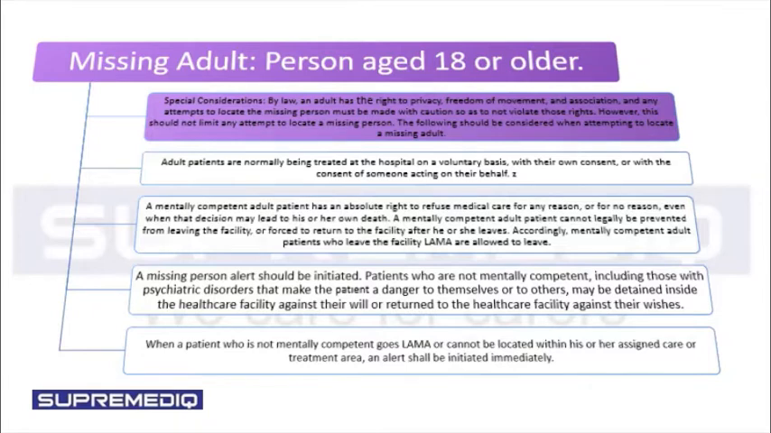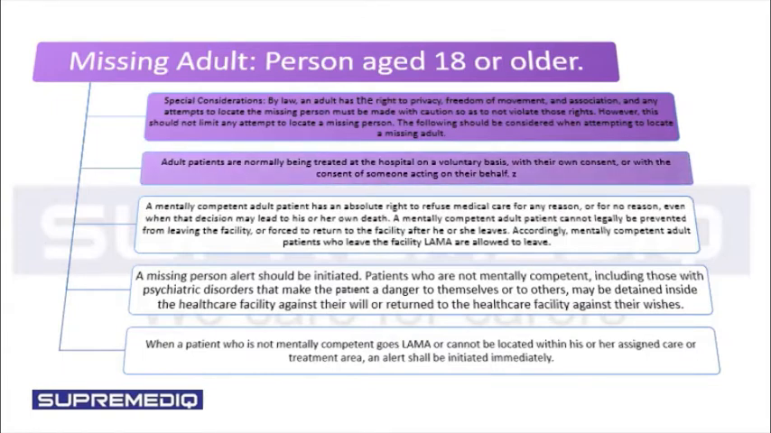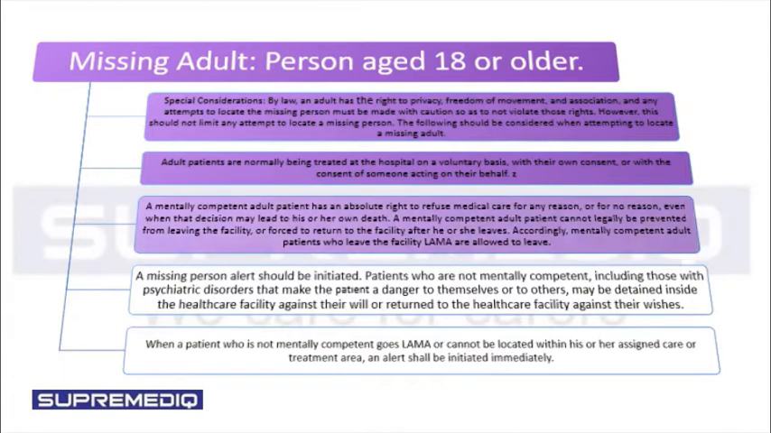Adult patients are normally being treated at the hospital on a voluntary basis, with their own consent, or with the consent of someone acting on their behalf. A mentally competent adult patient has an absolute right to refuse medical care for any reason, or for no reason, even when that decision may lead to his or her own death. A mentally competent adult patient cannot legally be prevented from leaving the facility, or forced to return to the facility after he or she leaves.